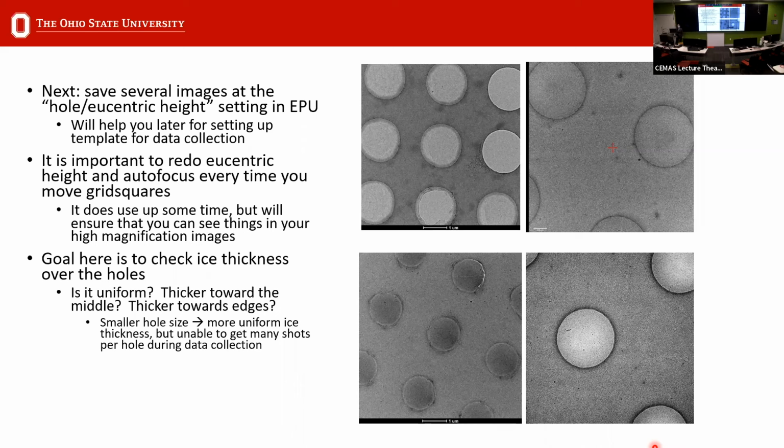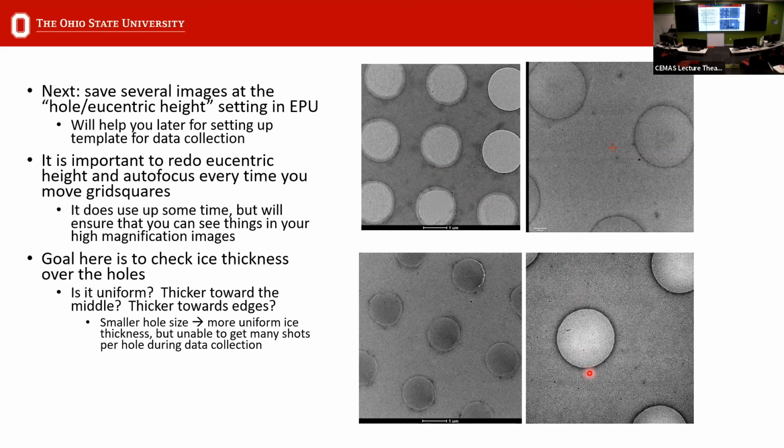Also save images at this setting as well. Look for your ice distribution across the holes. So here you can see I've got some holes that look promising. I've got some holes that are empty. And I've got some holes with very large holes or cracks in them. So you want thin ice over the majority of the hole, but you don't want your ice to be too thin or else it's just going to crack and melt during data collection. So it's a delicate balance.